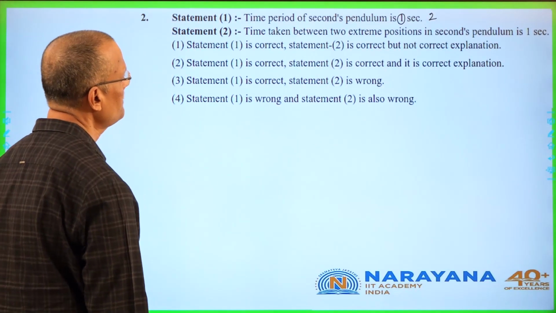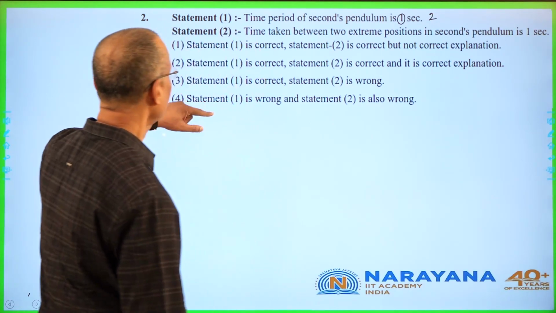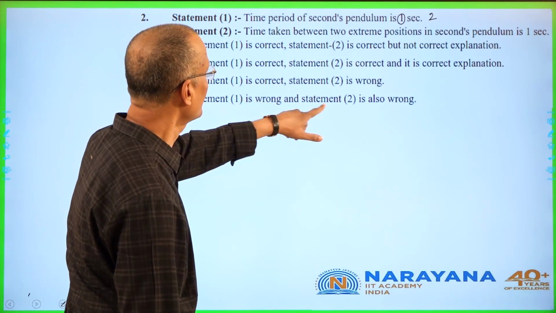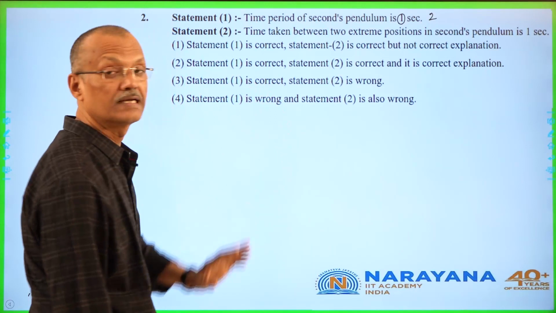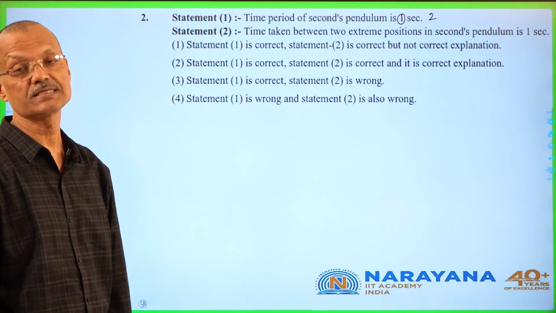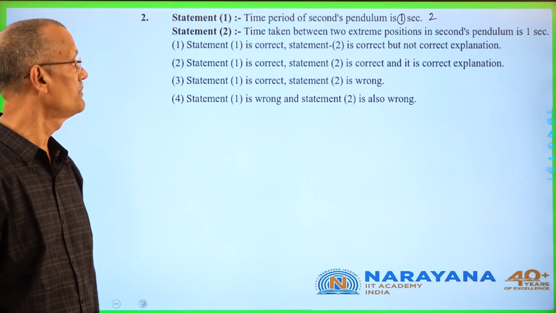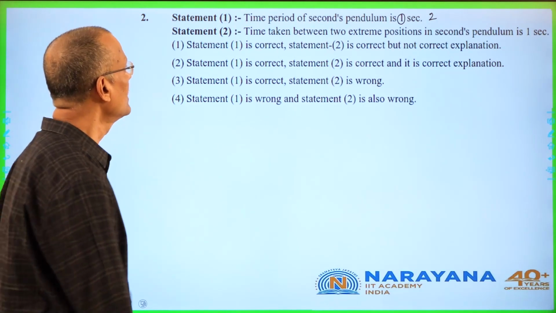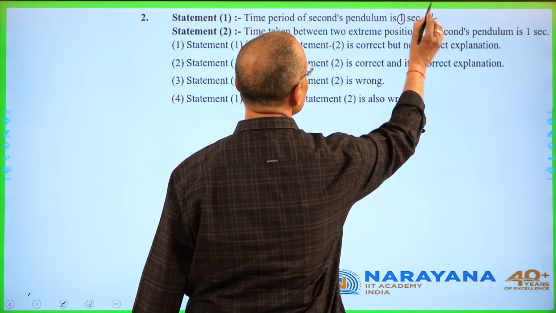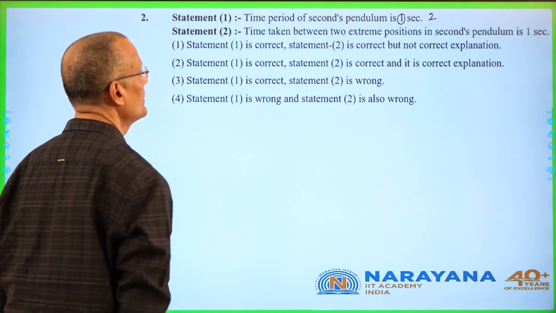Time period of second pendulum is 1 second. If you see the alternatives here, the fourth statement is telling wrong. I think that time period, because these are all memory based questions, whatever students have told, based on that these questions are being noted. Some mistakes may be there. In my opinion, it may be time period of second pendulum. They had given you 2 seconds, so that what will happen, your statement 1 will become correct.